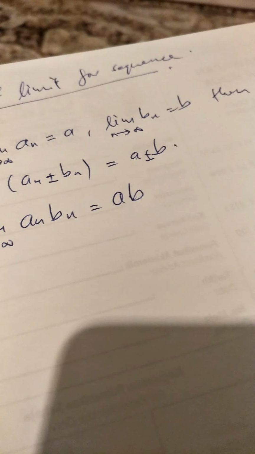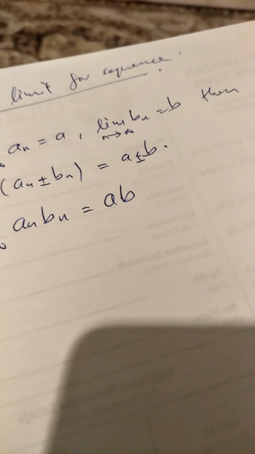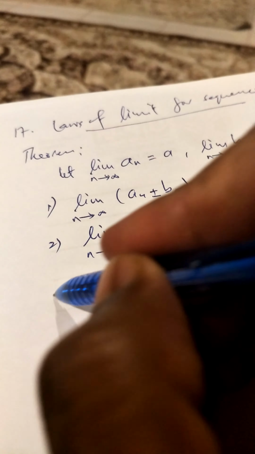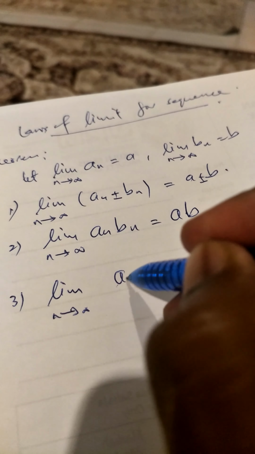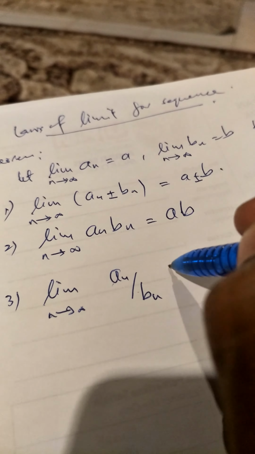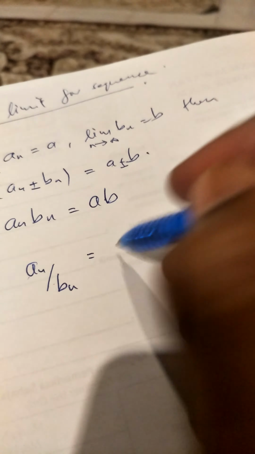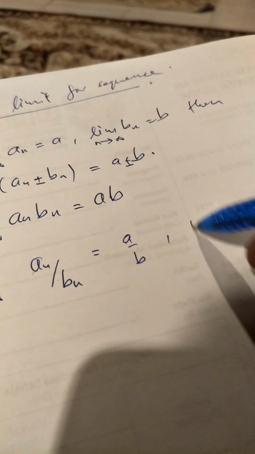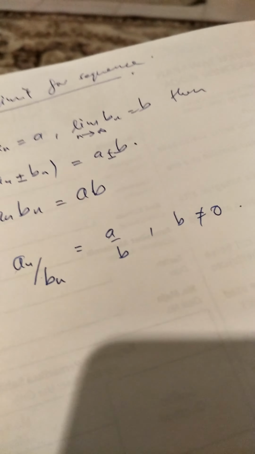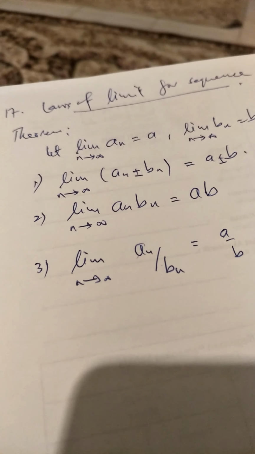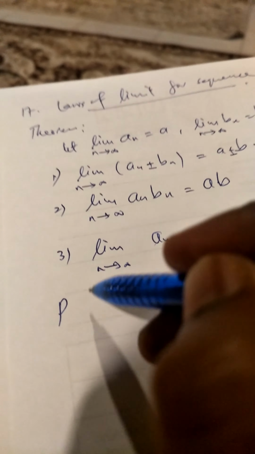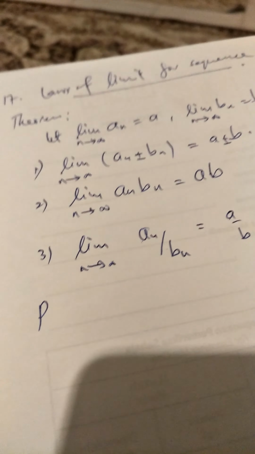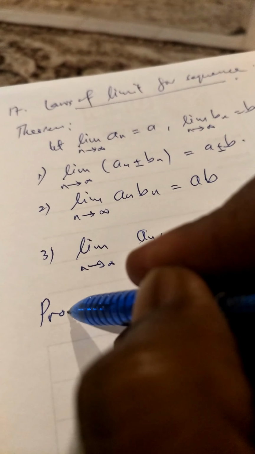And number 3, for the quotient sequence, we have the limit as n goes to infinity of an over bn, this is equal to a over b, provided that b is different than 0. For the proof, I'm not going to prove all of these results. I just prove one of them, number 1. For number 2 and number 3, I leave it as an exercise to you.